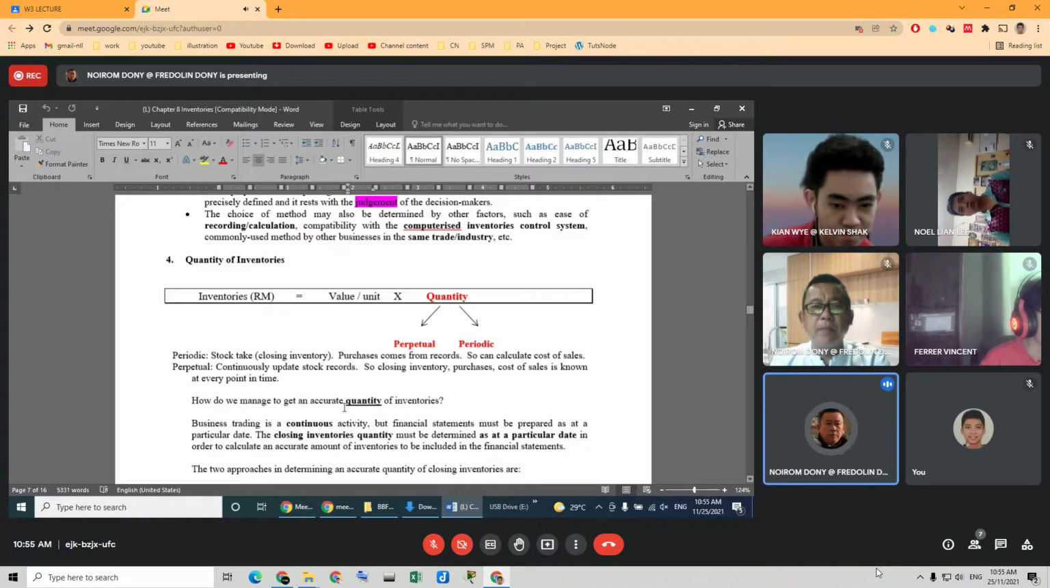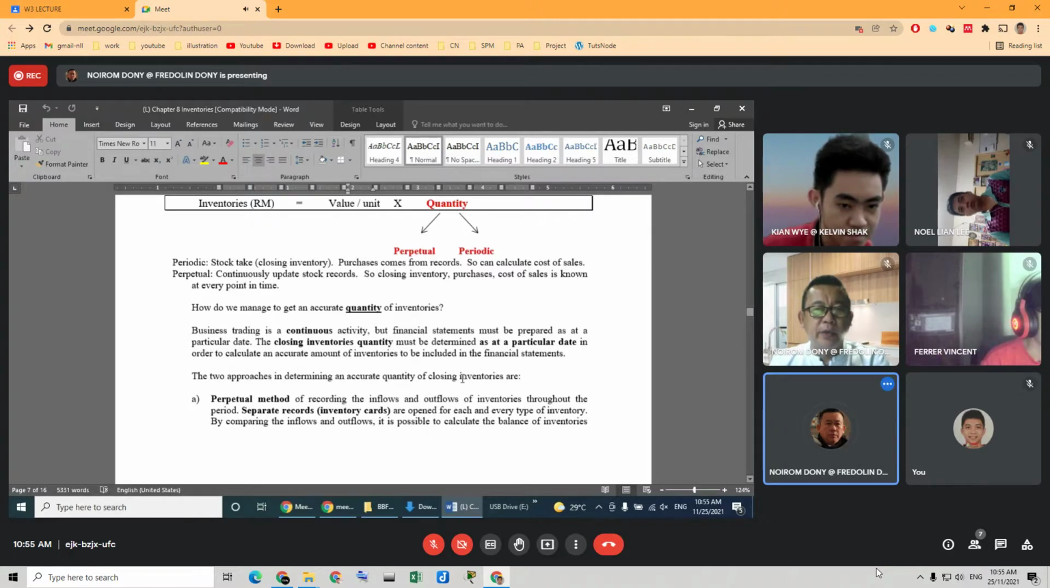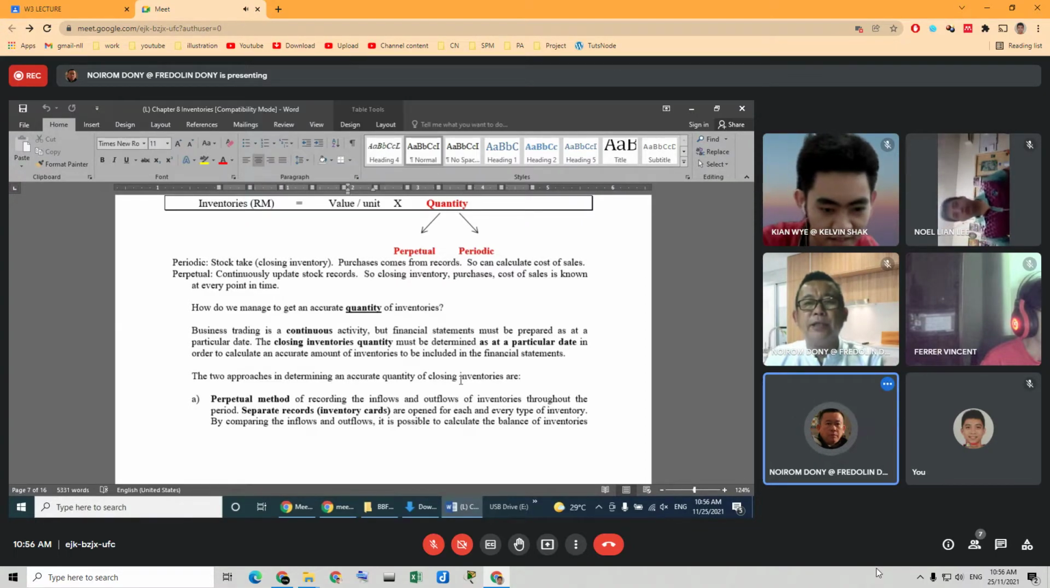So how do we manage to get an accurate quantity of inventory? So business trading is a continuous activity, but financial statement must be prepared at a particular date. So some of the company, they do half yearly. Some of the company, they do monthly. So it depends on the policy. Yeah. So the closing inventory quantity must be determined as at a particular date in order to calculate an accurate amount of inventory to be included in the financial statement. Okay. So meaning, how do we manage to get accurate quantity? We must do a physical stock taking.